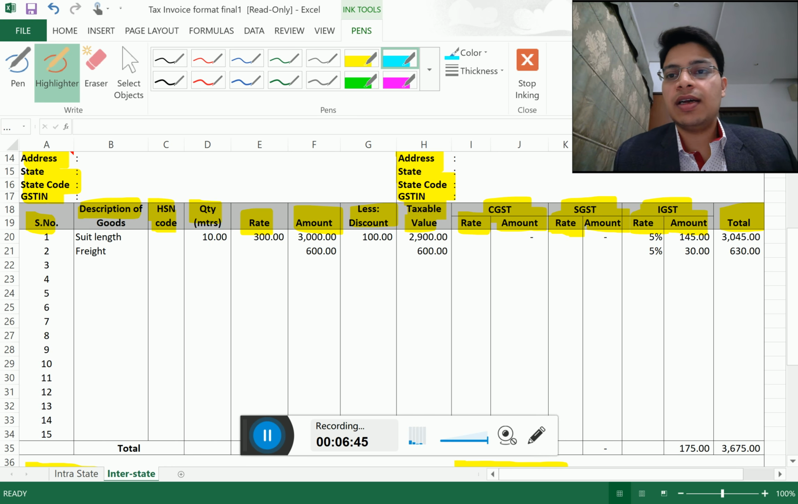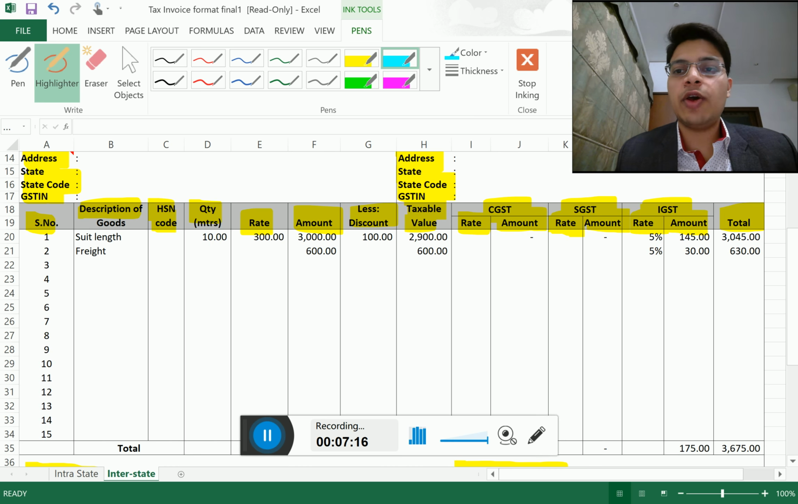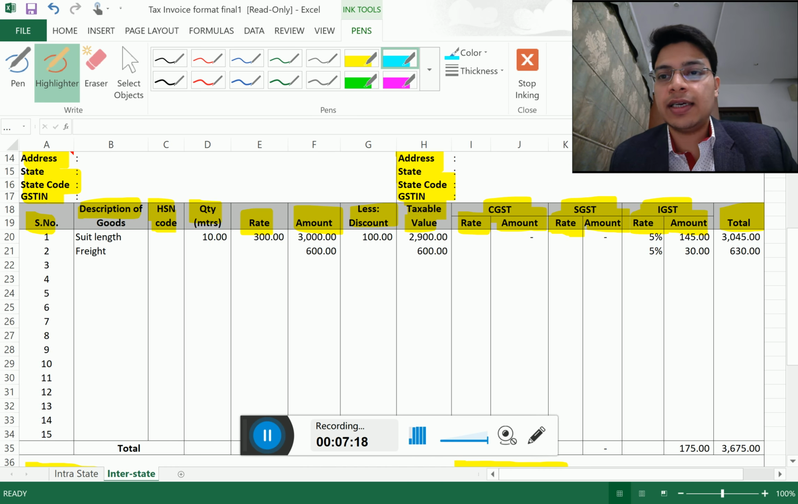So this is the format. The format is common whether it is intrastate supply or interstate supply, but the columns where you need to mention the tax details will differ, which I'll discuss now. In this example, I'm taking an example of an interstate supply, where you can assume that you are situated in Telangana and you are supplying goods to any other state like Maharashtra. And this video has been recorded by keeping in mind the textile sector. So the example which I am taking is also of the textile industry, that is suit length.